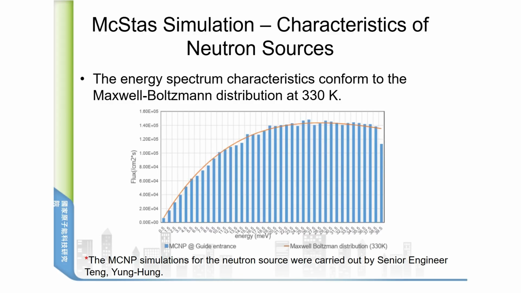The neutron source settings in MXTAS are based on neutron source information obtained from MCNP software. The MCNP simulation work was conducted by senior engineer Deng Yonghong. In the process, the blue bars represent the simulation results from MCNP, while the orange curve depicts the Maxwell-Boltzmann distribution at 300K. From the figure above, it is evident that these two datasets exhibit a good fit. Therefore, we will use the Maxwell-Boltzmann distribution curve at 300K as the neutron energy distribution in MXTAS. The total neutron intensity integral results will be determined by the MCNP simulation results.